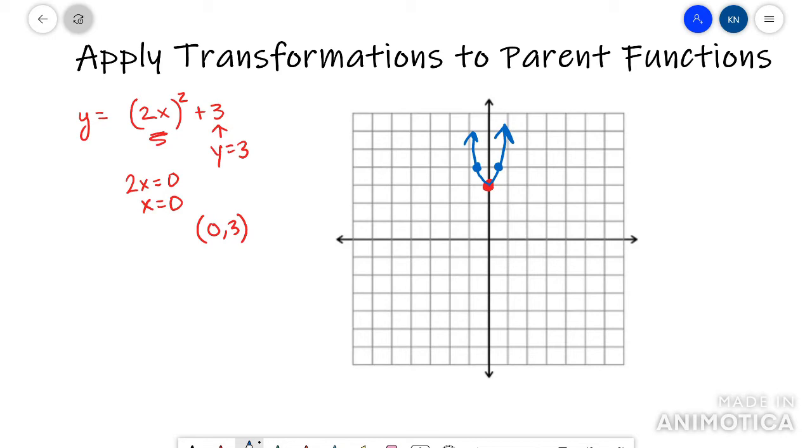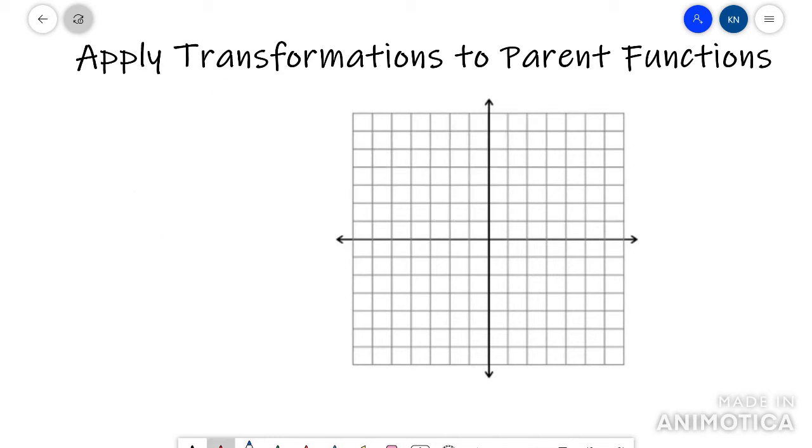Again, this is kind of a weird scenario. You don't see a horizontal stretch or compression that often. They do happen though, so you should probably know how to do it. Okay, let's try a different function. Let's try something like a square root function.